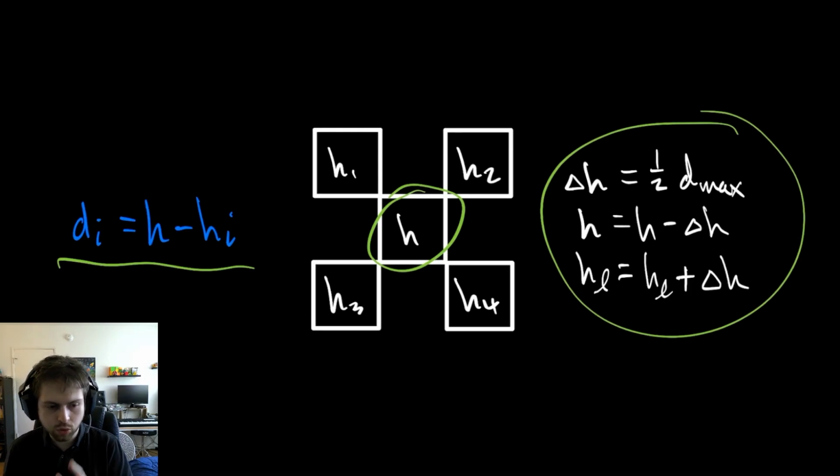This is the actual erosion, where we're going to define this variable delta h, which is going to be half of that max height differential, d max. We're then going to set the height of the current cell to itself minus that delta h, and then we're going to set the height of the lowest cell in the neighborhood to its current height plus that delta h.